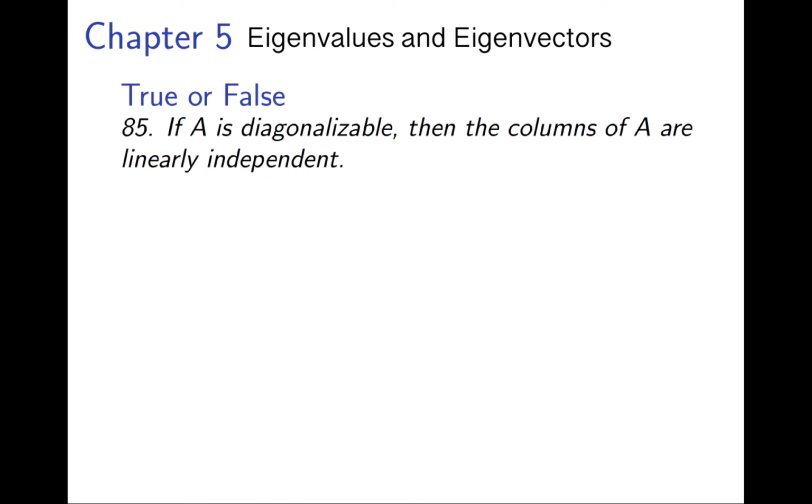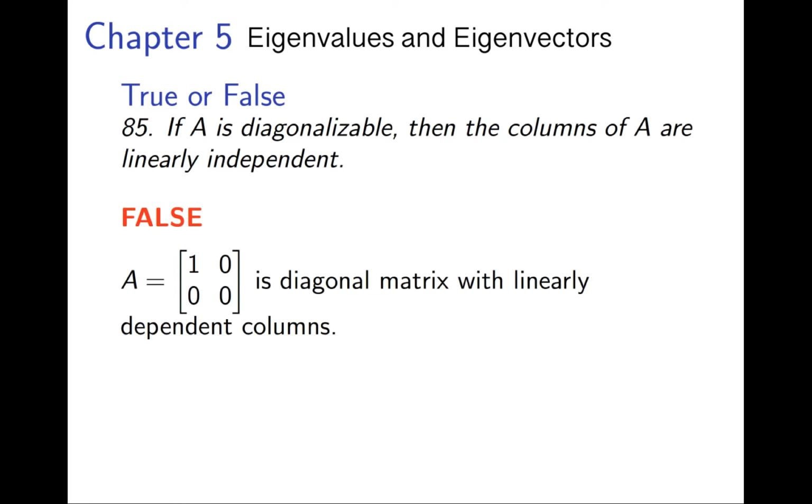Number 85. If A is diagonalizable, then the columns of A are linearly independent. This is false. The matrix [1, 0; 0, 0] is a diagonal matrix, so it's diagonalizable, but one of its columns is the 0 vector. So the columns are clearly linearly dependent.